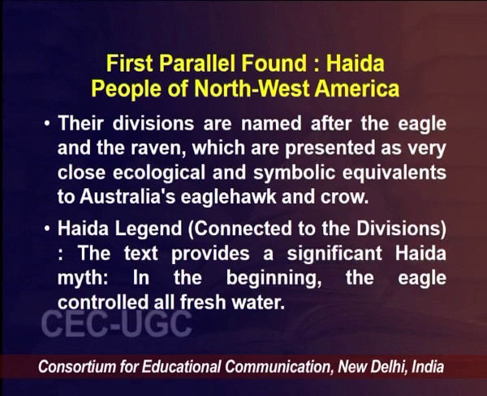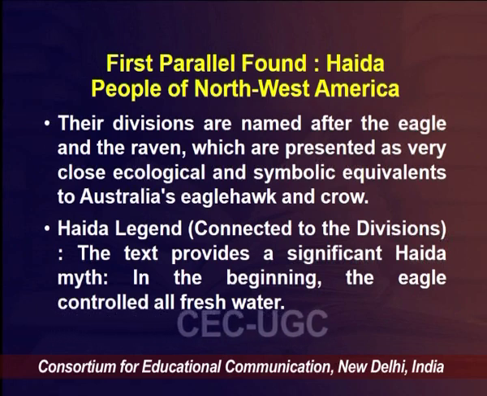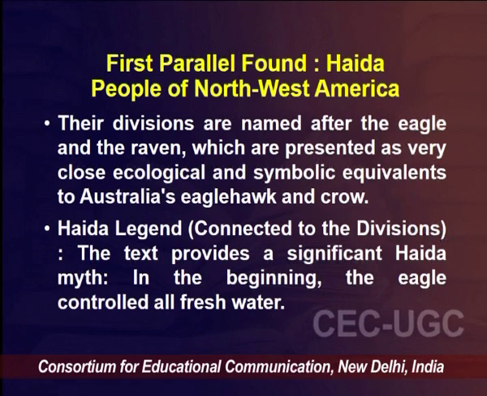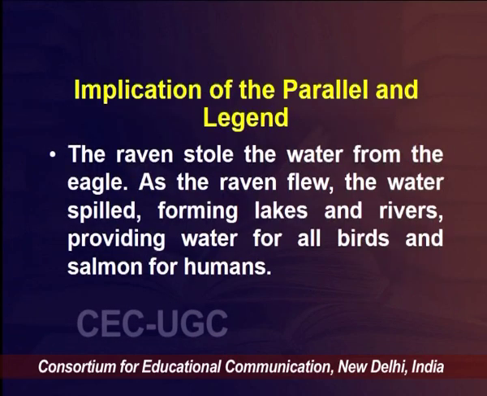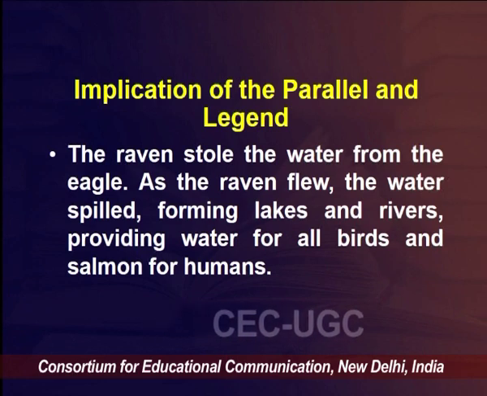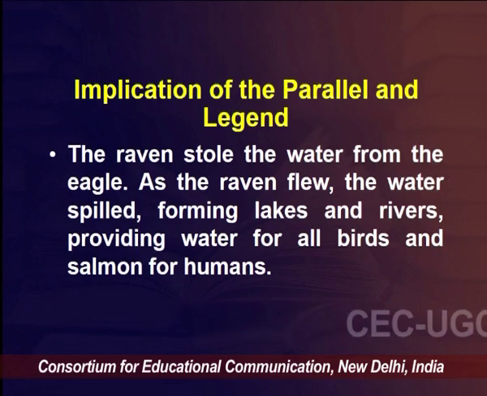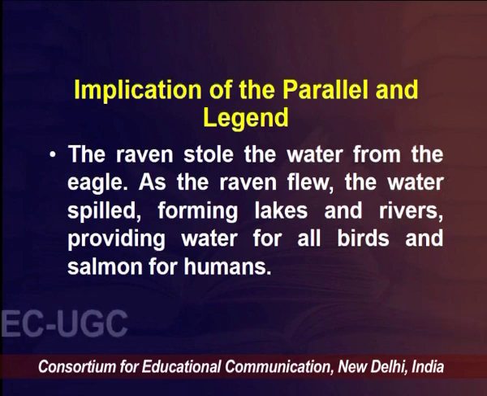Haida legend connected to the division. The text provides a significant Haida myth. In the beginning, the eagle controlled all fresh water. The raven stole the water from the eagle. As the raven flew, the water spilled, forming lakes and rivers, providing water for all birds and salmon for humans.